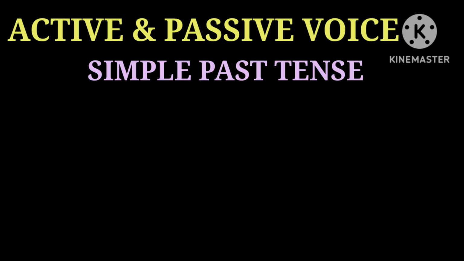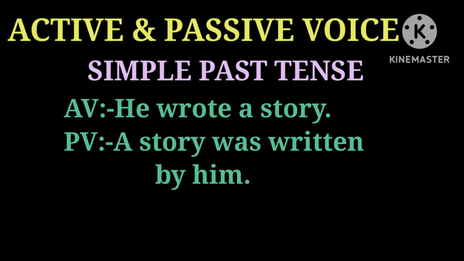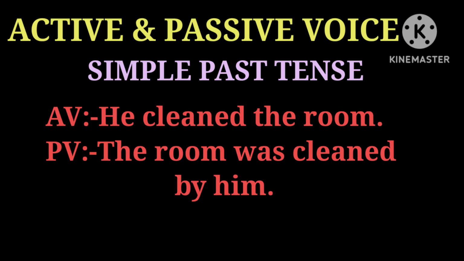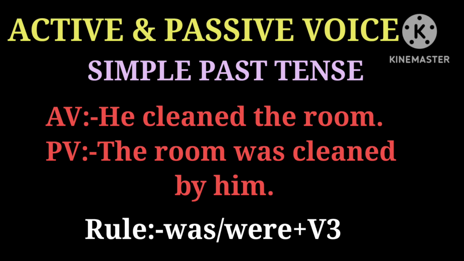Come to simple past tense. Active voice: He wrote a story. In passive voice, a story was written by him. You can observe the rule, was written, for simple past tense. Next example, he cleaned the room. The room was cleaned by him. Here also we can observe was plus V3. So the rule for simple past is was or were plus V3.